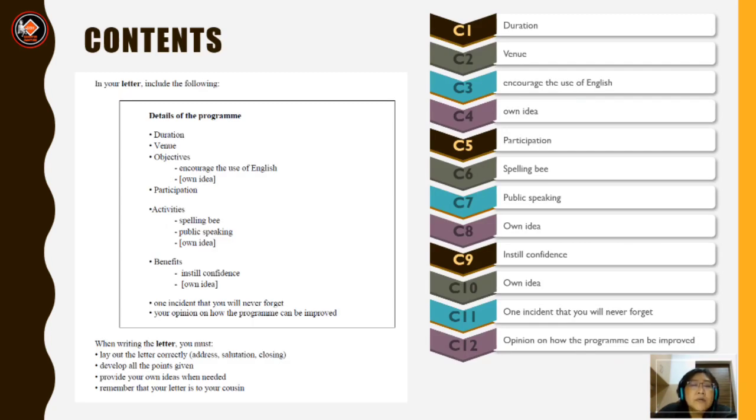In your letter, include the following: details of the program, duration, venue, objectives. There are two objectives. One is to encourage the use of English and another one is your own idea. Then you have participation, and then activities: spelling bee, public speaking, and own idea. Benefits: instill confidence, and then your own idea for another benefit. One incident that you will never forget. And lastly, your opinion on how the program can be improved.